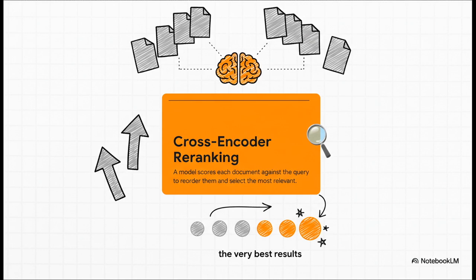After you've retrieved a whole bunch of potential documents, you use a second, smarter model that looks at the user's query and each document together and gives it a relevance score. This lets you pinpoint the absolute best results with incredible accuracy.